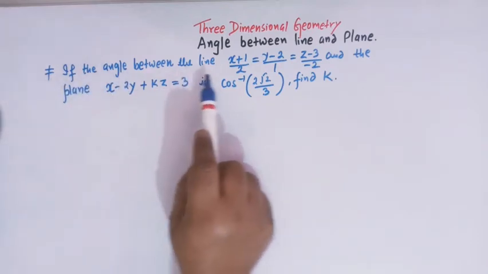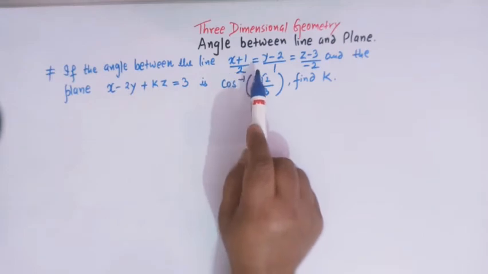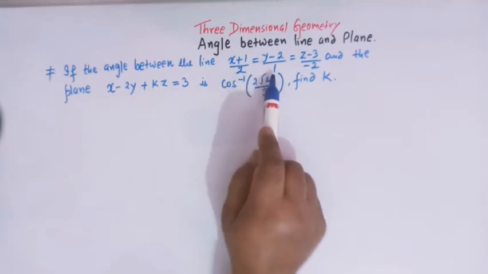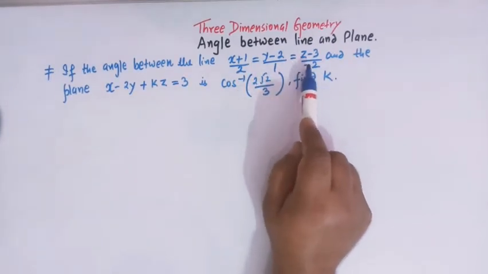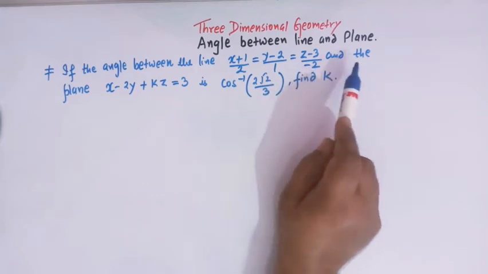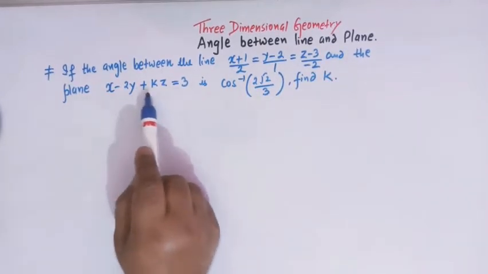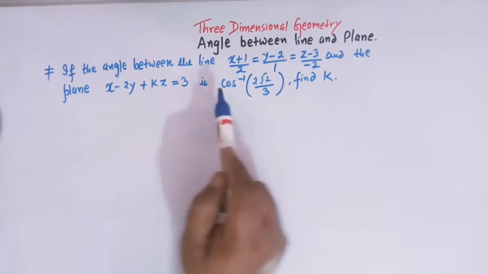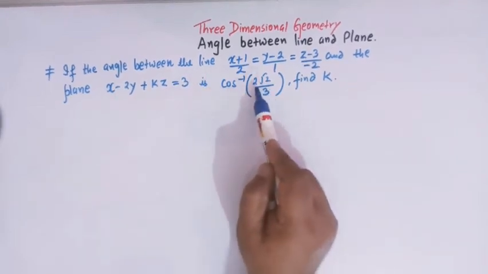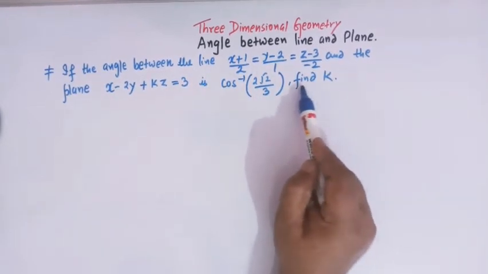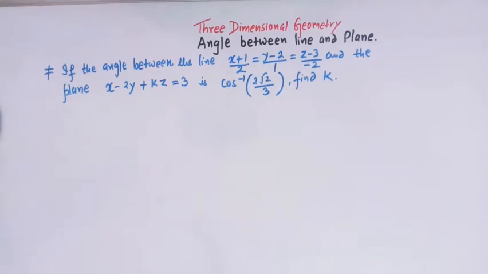If the angle between the line (x + 1)/2 = (y - 2)/1 = (z - 3)/(-2), and the plane x - 2y + kz = 3 is cos inverse of 2√2/3, then find the value of k, right?